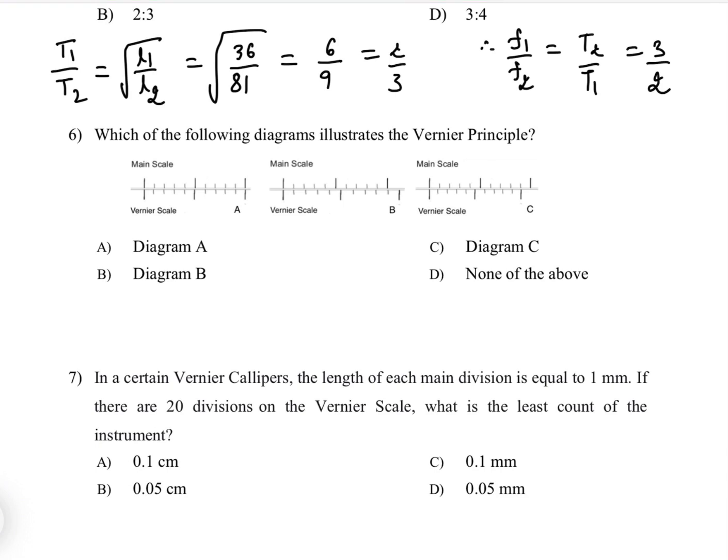6th, which of the following diagrams illustrates the Vernier principle? The Vernier principle says that 10 Vernier scale divisions is equal to 9 main scale divisions. Okay, this is the Vernier principle. So based on this, if you look at these diagrams, this principle is followed in diagram C. So correct option is option C.